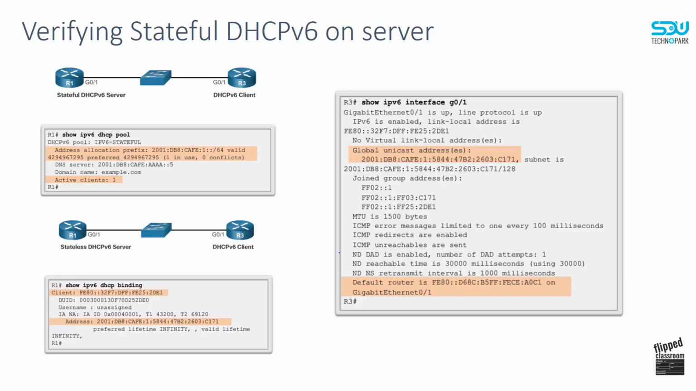Verifying stateful DHCP on the server, we can type the command show IP version 6 DHCP pool, which will show us our pool information. Show IP version 6 DHCP binding will show us which MAC address used which IP address, because it is stateful. And show IP version 6 interface will show you the information about the IP address which is used by the client. So this client took this address from the router, from the DHCP stateful server.